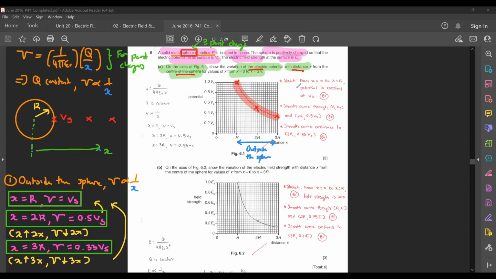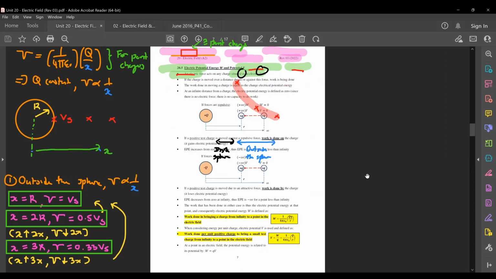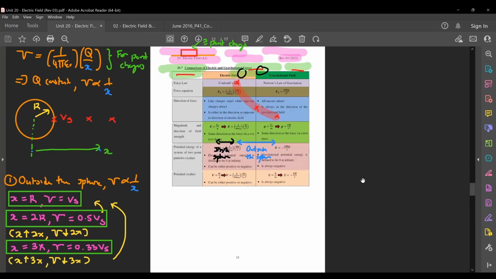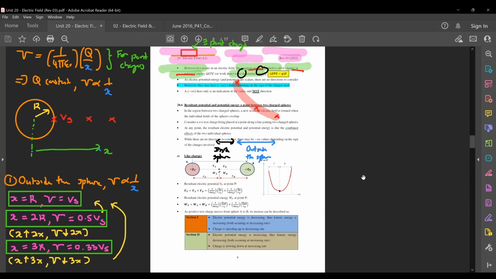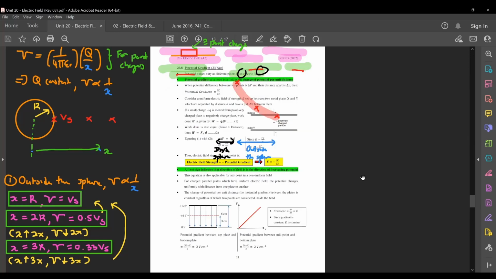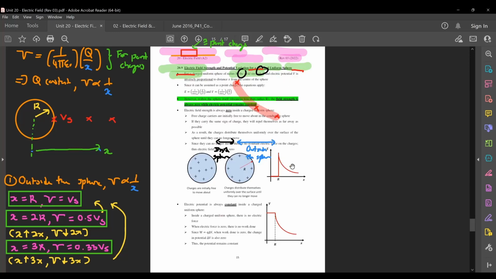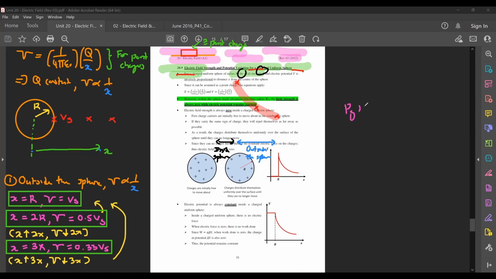What about inside the sphere right now? Because the question wants you to draw from 0 to 3R, not from R to 3R. They want 0 included also. So how would the potential inside your sphere actually look like? Okay, so this one you will actually have to refer back to the electric field notes, page, which page? Let me just find out which page is it. It should be page 15, okay? Just have a look at page 15 of your electric field notes.